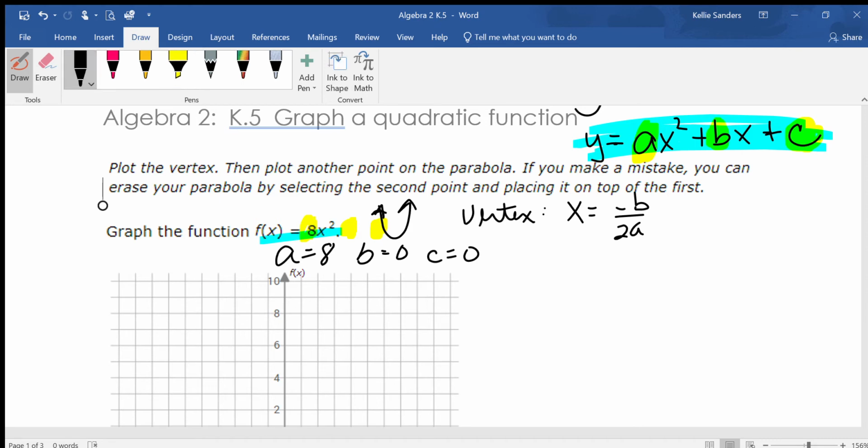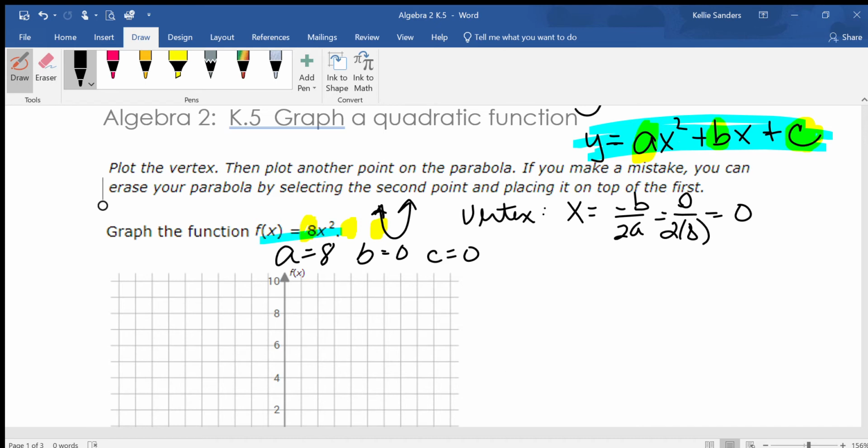You are going to want to know how to do that throughout this entire unit, so get used to it. So opposite b over 2a. Well, because b is 0, then it would be opposite 0, which is 0 over 2 times 8. It really doesn't matter because if 0 is on top, then 0 is your answer. So x equals 0.